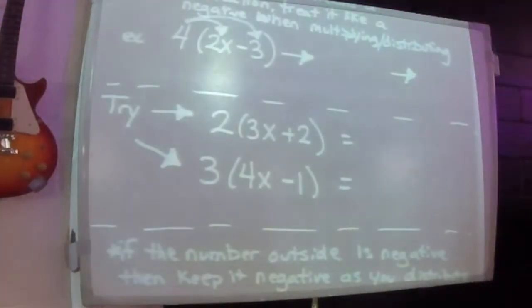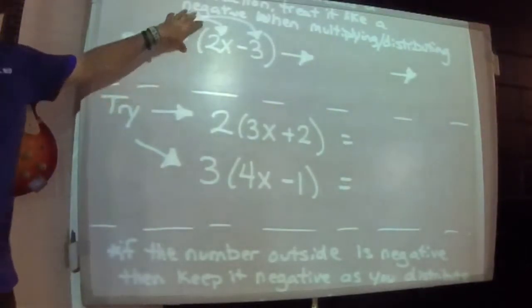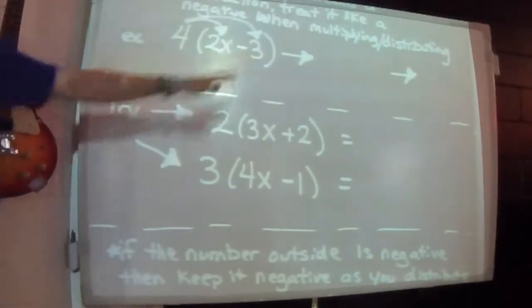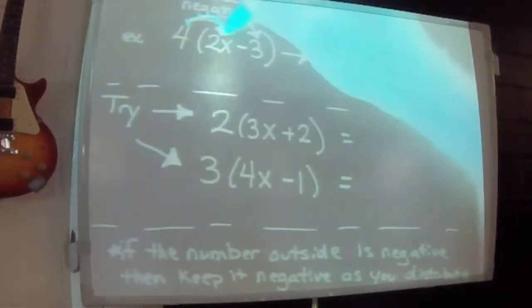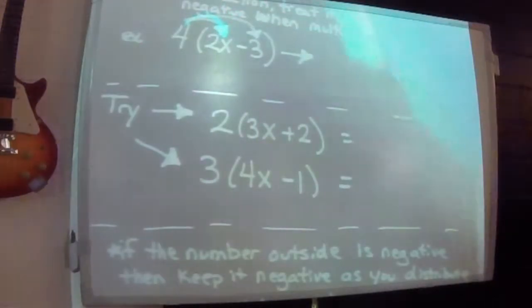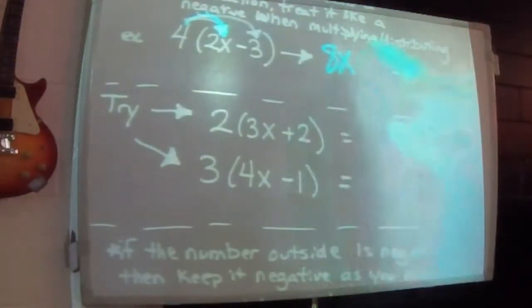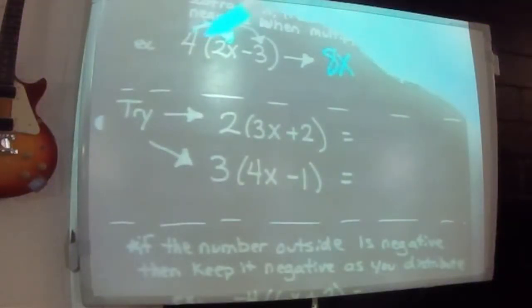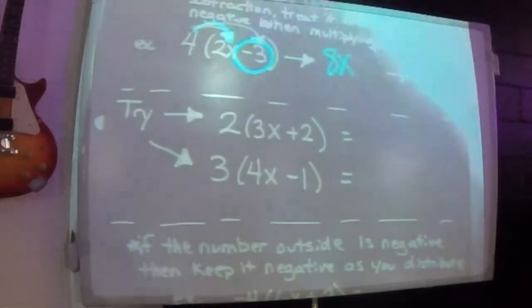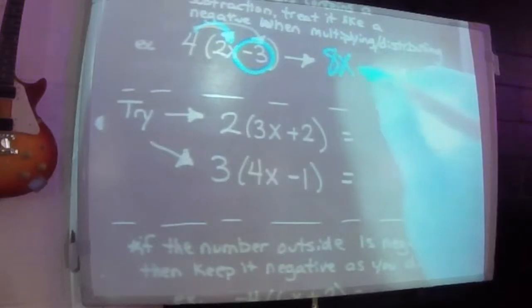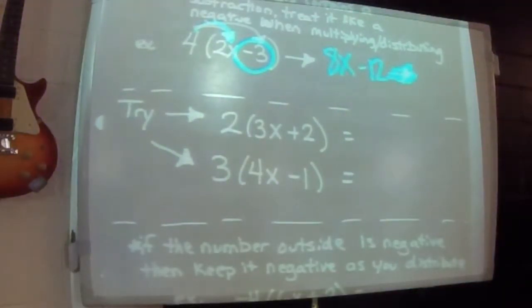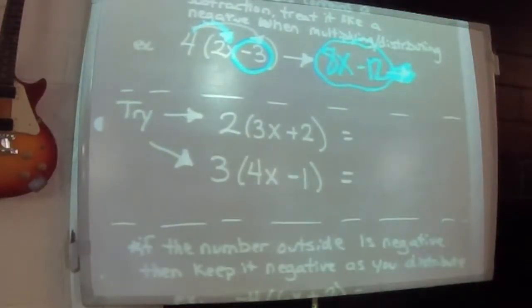Now, everything we've done so far has had a bunch of plus signs. What if we had a minus sign inside? Here's how we treat it. At first, it's just 4 times 2x, just like before. What's 4 times 2? 8 with an x. Now when you multiply this 4 and this 3, it's not 3. It's actually negative 3. So what is 4 times negative 3? Negative 12. Don't need that arrow. It's just 8x minus 12.